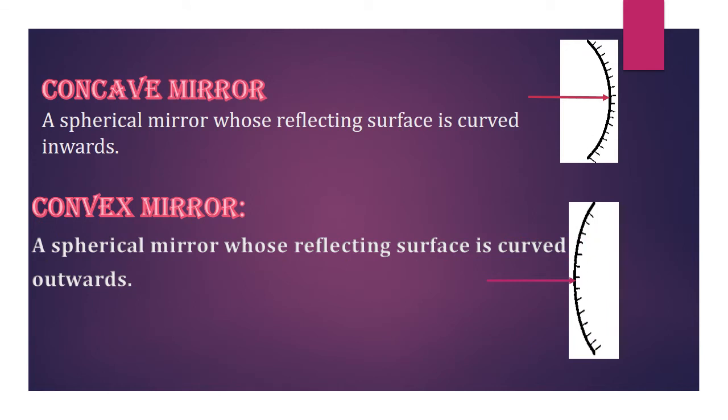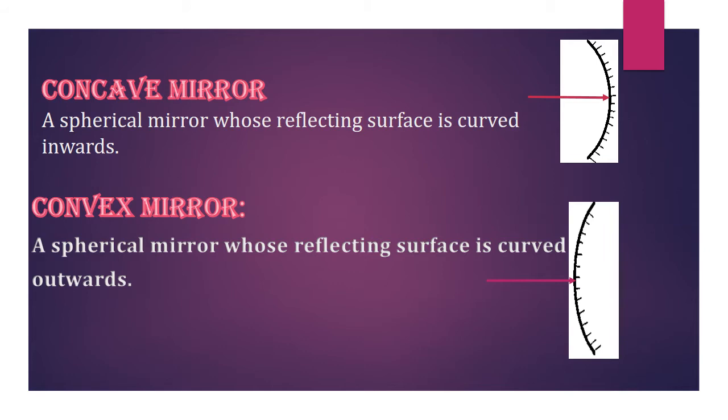So a spherical mirror whose reflecting surface is curved inwards is called a concave mirror. The figure again is given. And a spherical mirror whose reflecting surface is curved outward is called a convex mirror. So in the concave mirror you can see that cave shape. So always be careful when you draw this concave and convex mirror. Don't get confused. To draw a concave mirror, you have to remember that cave shape.